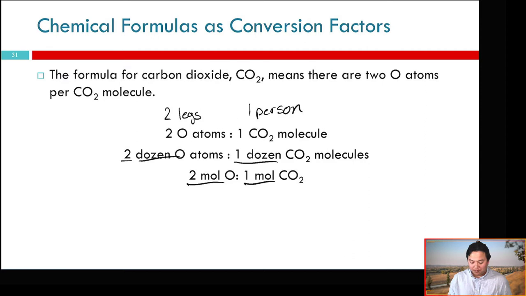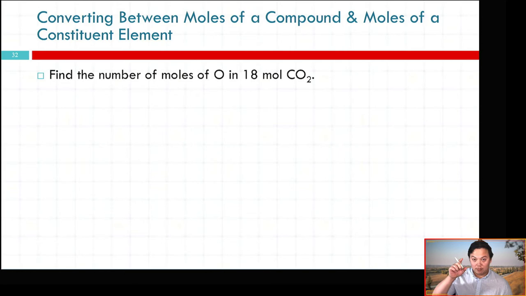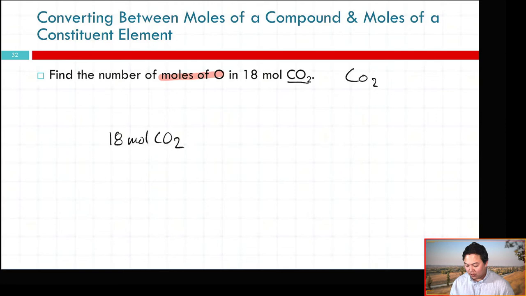So if we find the number of moles of oxygen, and this is why you really have to read closely, moles of oxygen, not moles of CO2, given 18 moles of CO2. Again, I noticed sometimes that it matters which letters are capitalized and which are not when you're writing out these chemical formulas, because CO2 and Co2 are very different. This is carbon dioxide. This is two cobalt atoms.